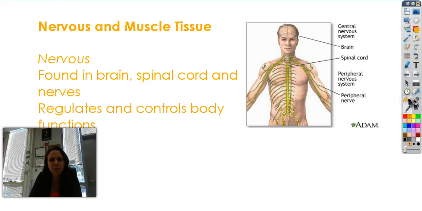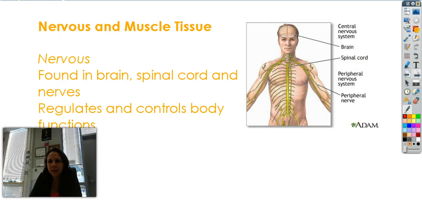The nervous tissue obviously is used for your brain, your spinal cord, and your nerves. So here's a little picture right over here. The brain is all nervous tissue. The spinal cord, which runs most of the way down your back right there, and then all the little nerves that go out with it. So all of those are made out of nervous tissue. The function of the nervous tissue is to regulate and control body function. So pretty much everything you need to keep you alive, all done by nervous tissue.